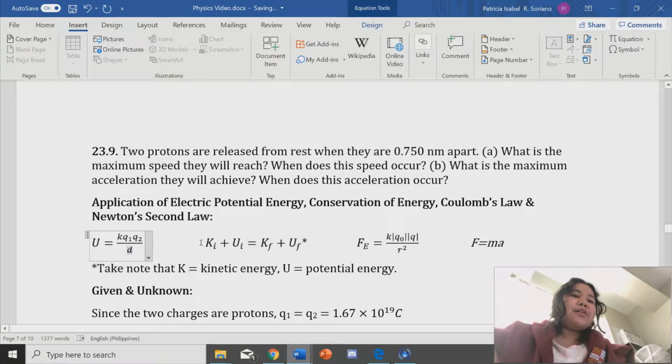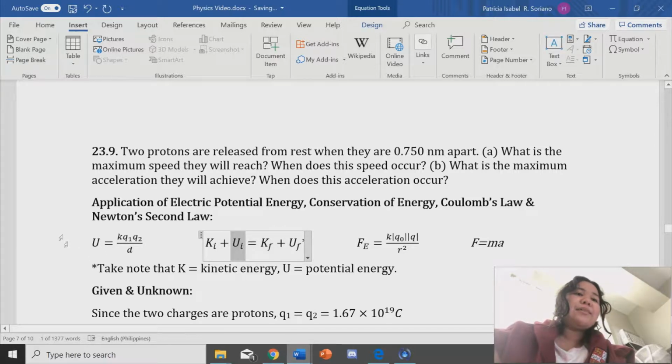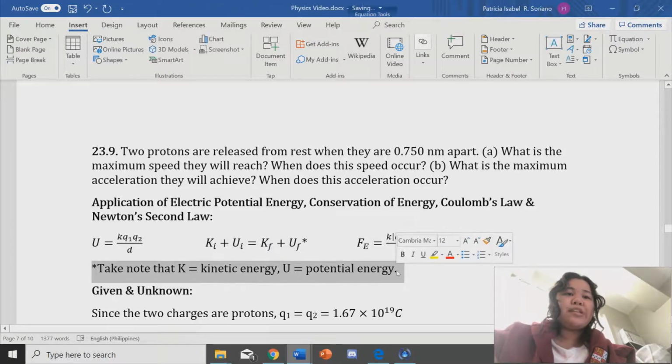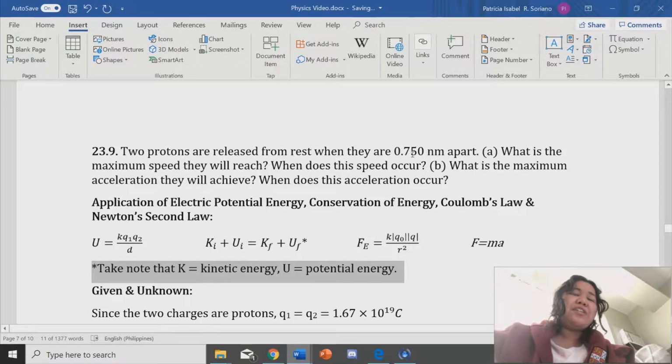Next would be our conservation of energy formula, which again has U, our potential energy, similar to our electric potential energy formula, except these I subscripts and these F subscripts denote initial and final respectively. Here I've noted that K is kinetic energy and U is potential energy. And if you guys are familiar with kinetic energy from our previous videos, it's essentially 1/2 mv squared.